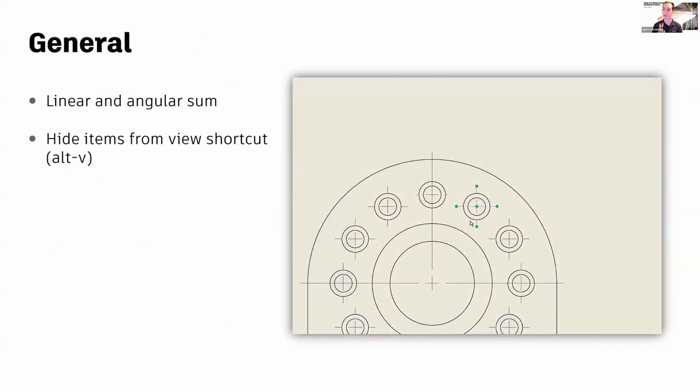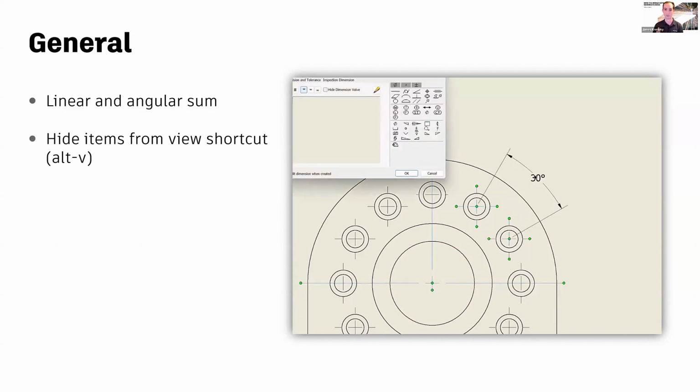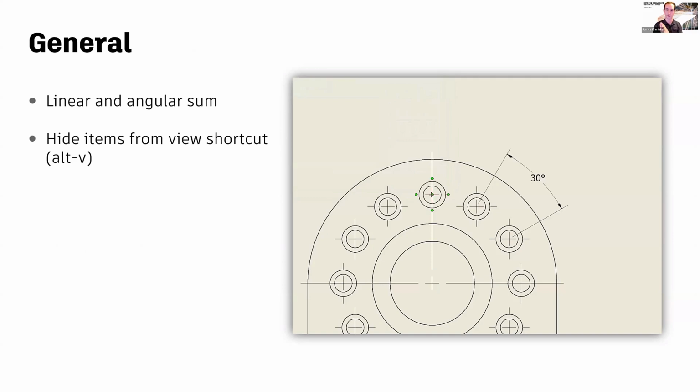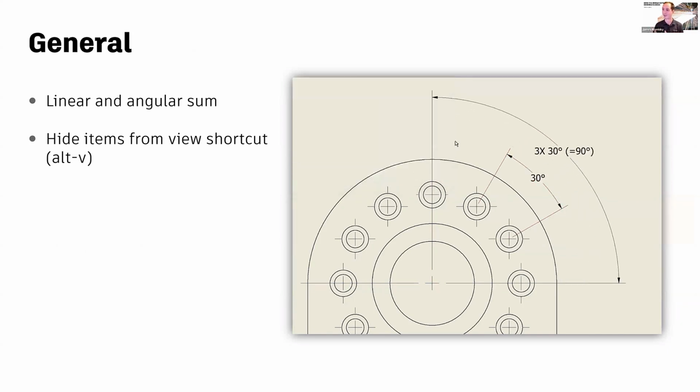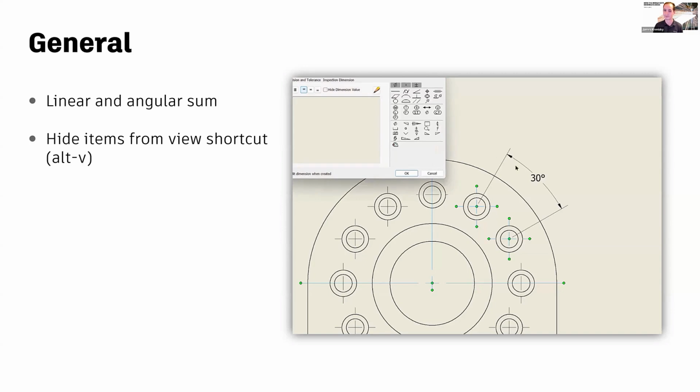And Inventor now supports two new dimension types, linear sum and angular sum. These are really useful for any of your equally spaced features. You can now place a base dimension, then right-click to create a sum dimension showing the total length or angle. A lot of applause for that one. The sum does update with changes to the base dimension. If the base dimension is removed, it's deleted.